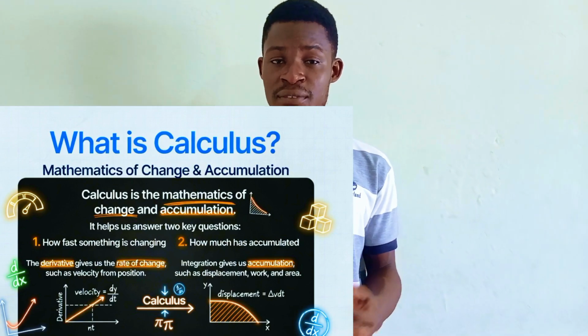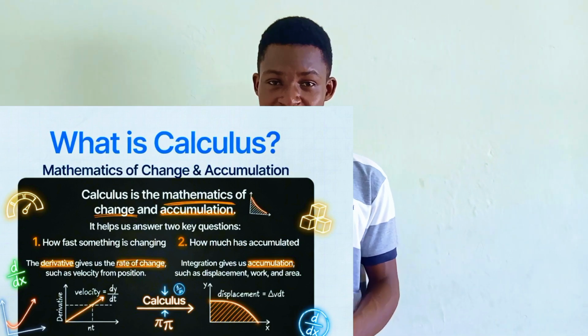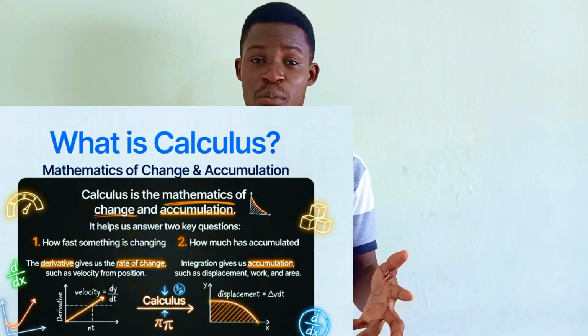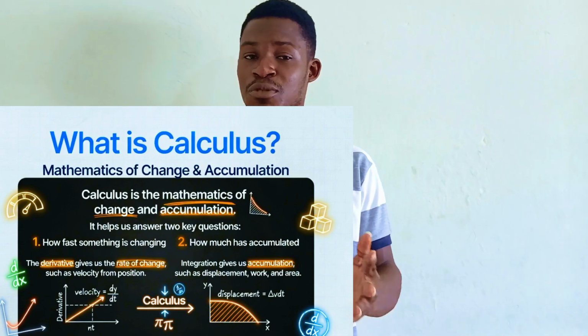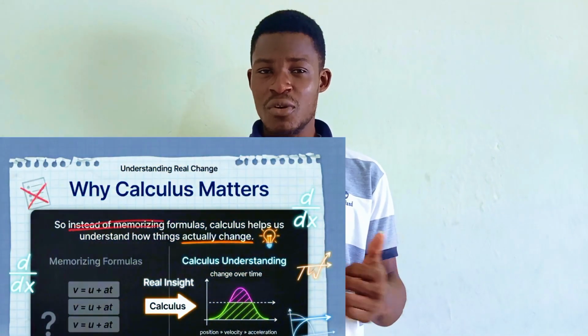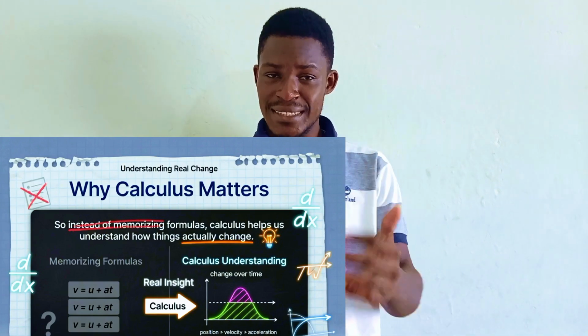The derivative gives us the rate of change. An example is velocity from position. And integration gives us the accumulation. Examples are work, area, displacement. So instead of memorizing formulas, calculus helps us to really understand how things actually change.